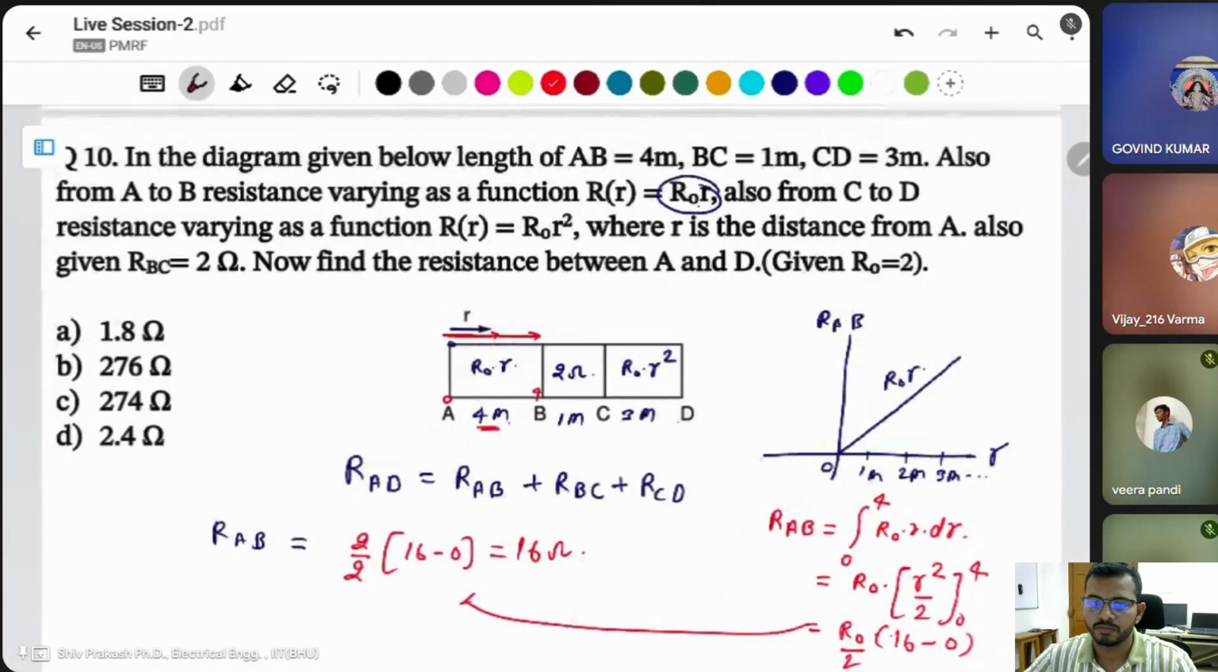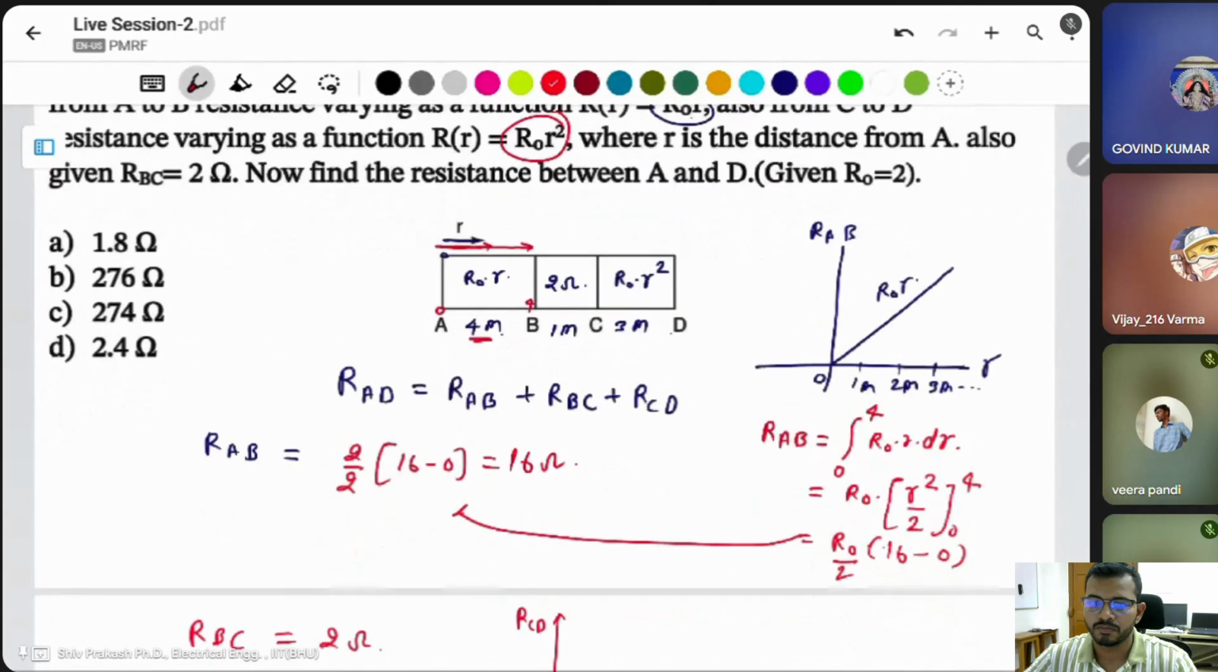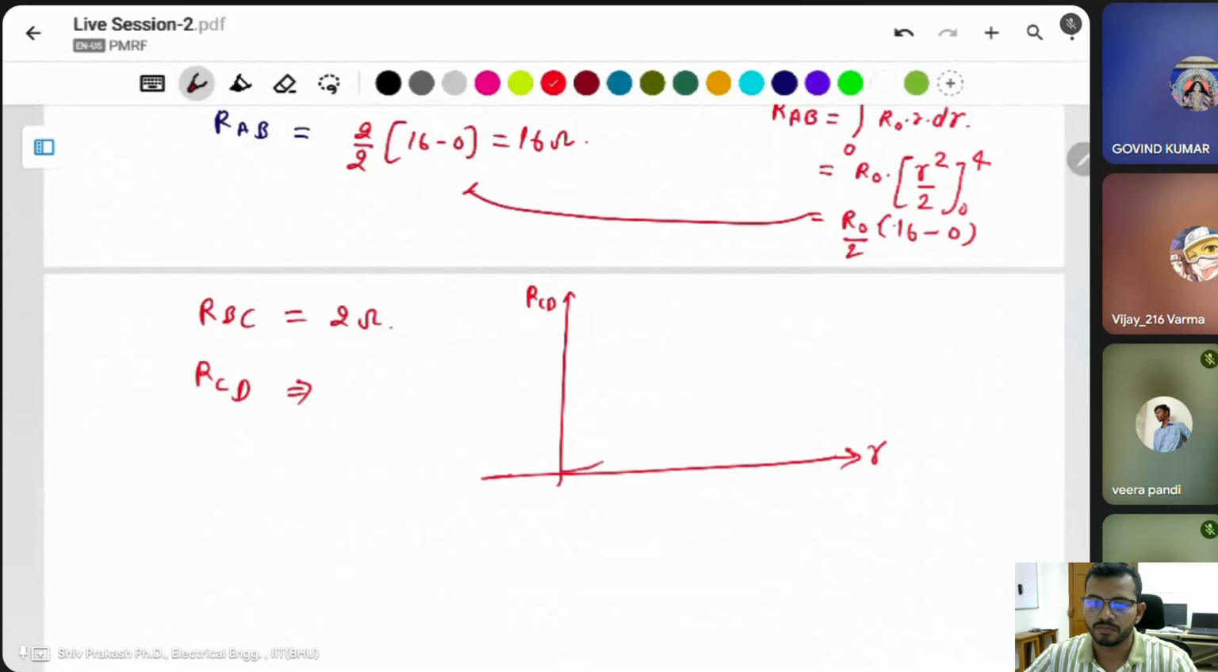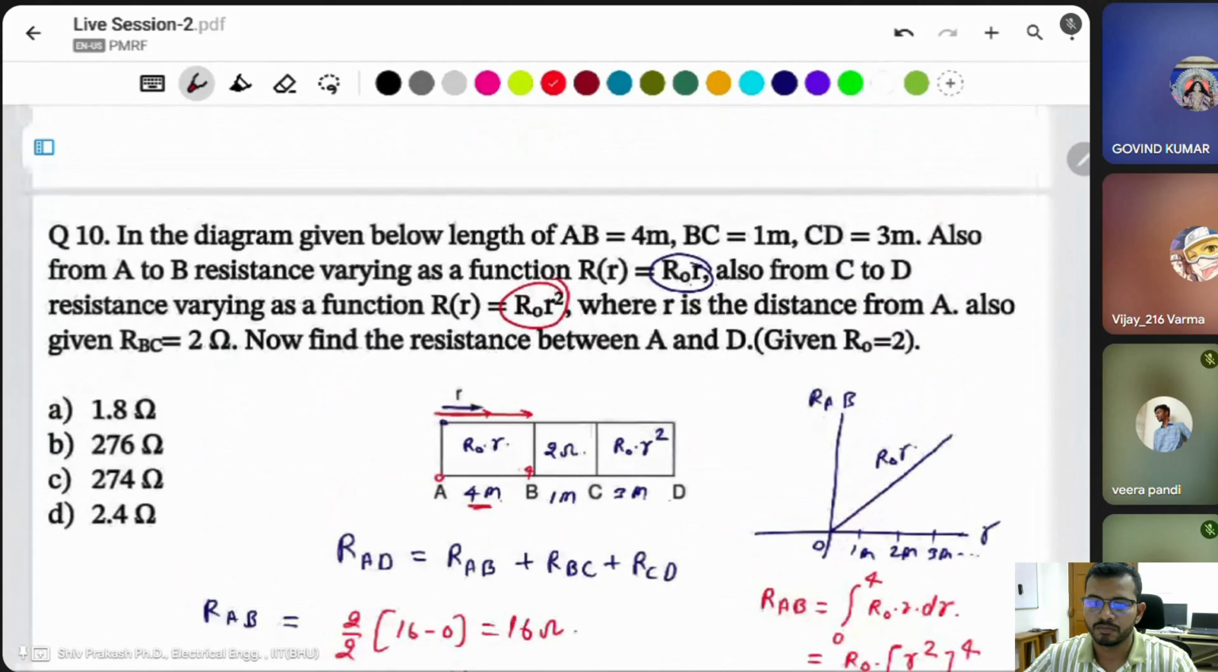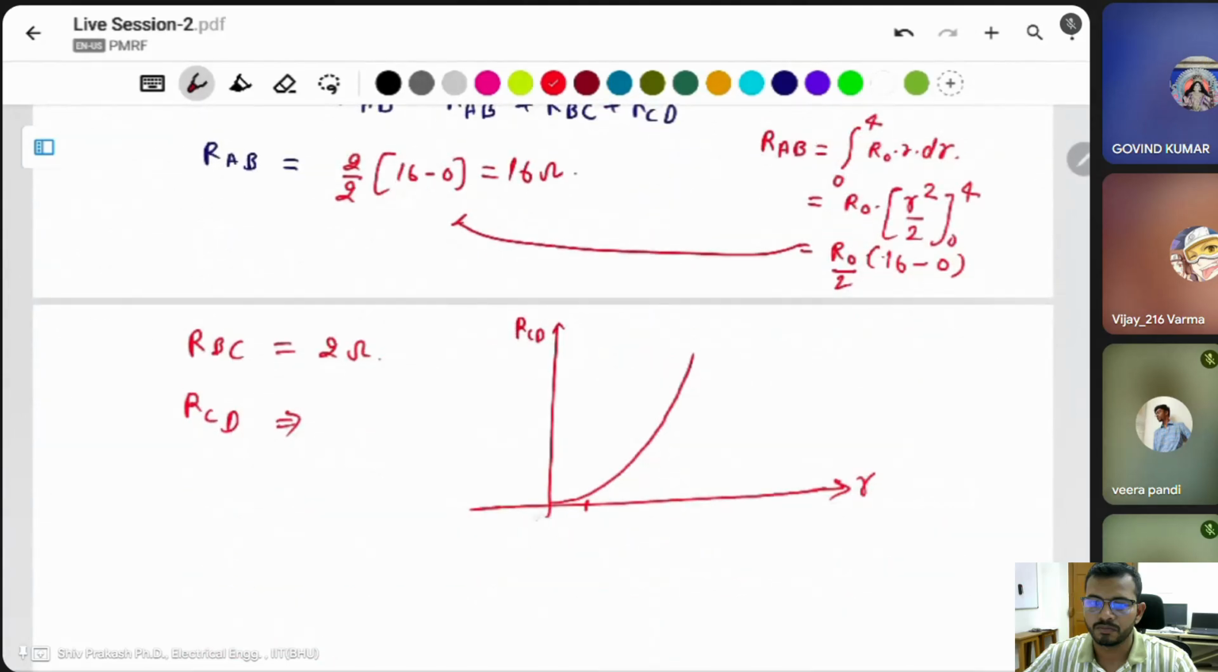Which one is R naught into R square? It means this will look like that. From here to here, from 4 meter to 5 meter, from 5 meter to 8 meter. Integrate from 5 to 8. Suppose this is 5, 6, 7, 8 in meter. Then we have to integrate this one.